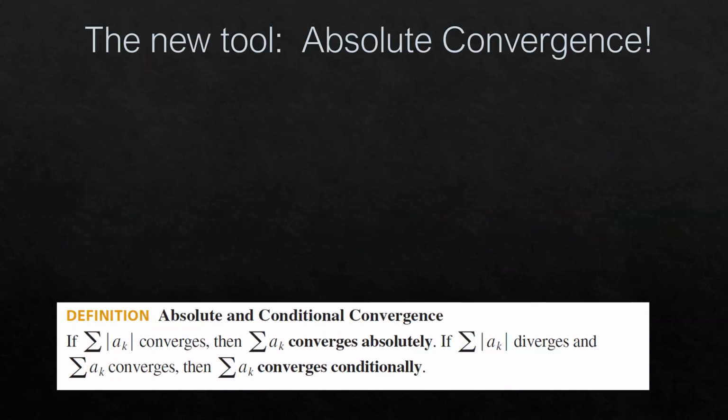Okay. Now the new tool that we were talking about, absolute convergence. Definition: if the series of the absolute value of a sub k converges, then we say that series converges absolutely. That's the definition. And if the series of the absolute value of the terms diverges, but without the absolute value it converges, then we say the series converges conditionally. Okay, so those are the definitions.